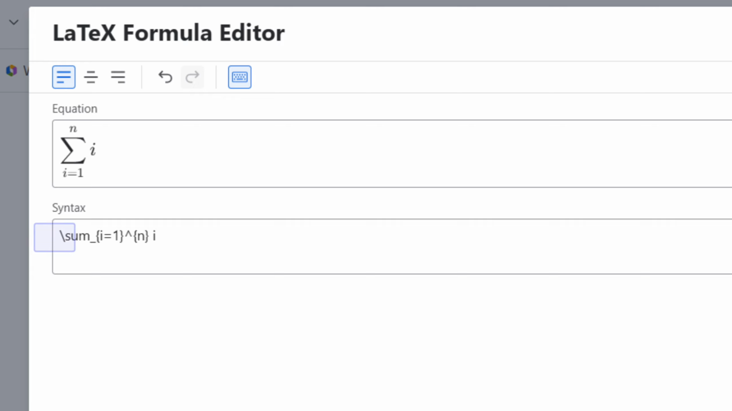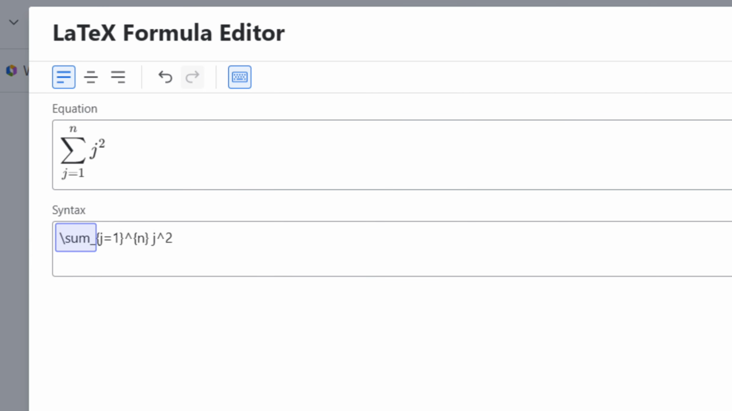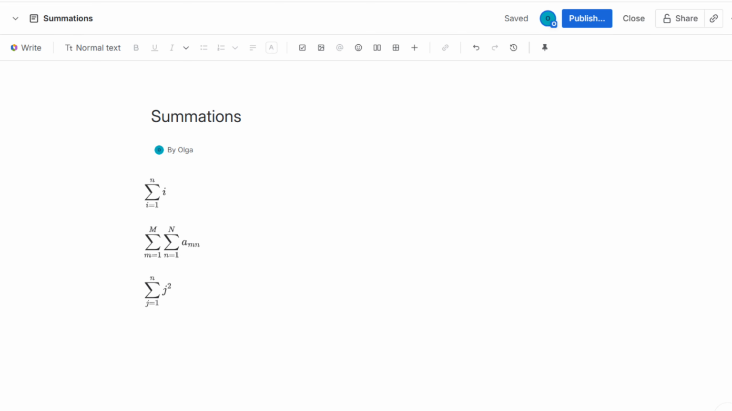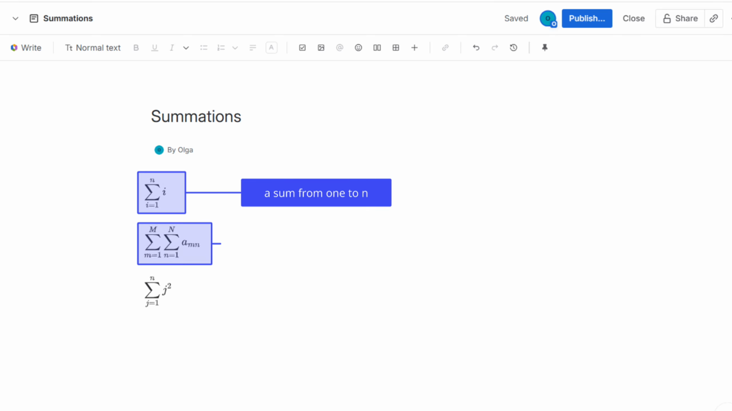To write summations in Confluence, use the sum command in LaTeX. Common examples include a sum from 1 to n, a double summation, and a sum of squares.